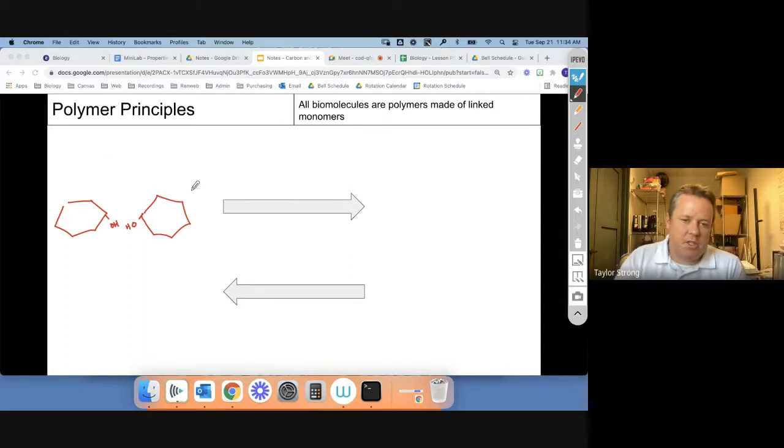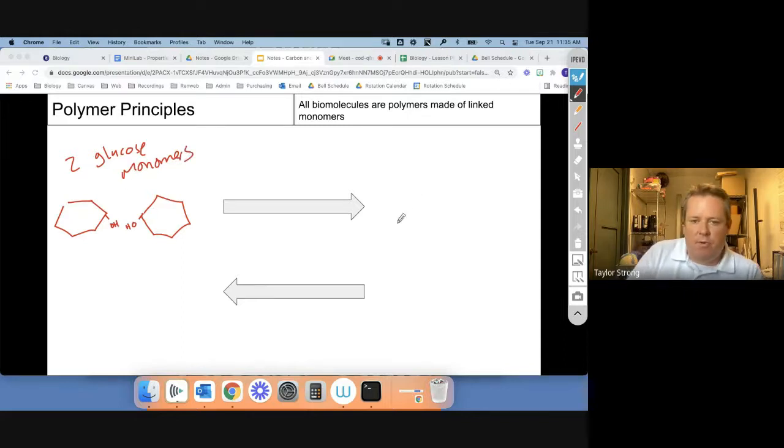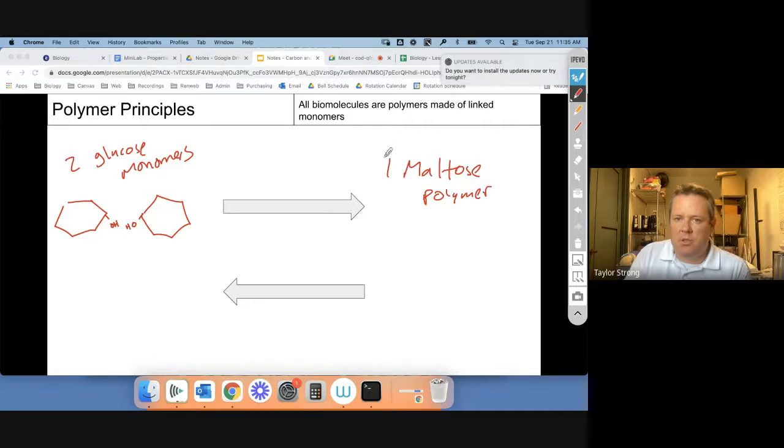So this is C6H12O6, and so this is 2 glucose monomers. But then over here, if we draw what's going to be 1 maltose polymer, you sometimes would see it called a dimer, but it's a polymer as well, you would have an oxygen holding them together.